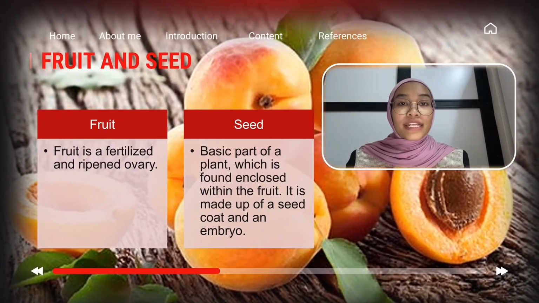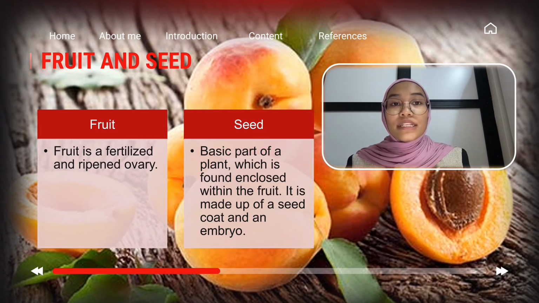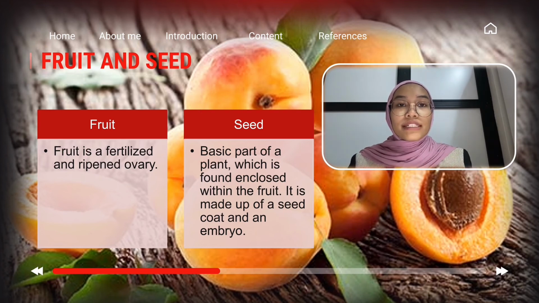Fifth is fruit and seed. Fruit is a fertilized and ripened ovary. The fruit generally consists of two parts, namely the fruit wall or pericarp and the seeds. If the fruit wall, which develops from the ovary wall, is dry and thick, it is called a dry fruit. Two functions of fruit. First, fruit protects the seed from injury, animals, and other unfavorable climatic conditions. Second, it also helps in the dispersal of seeds.